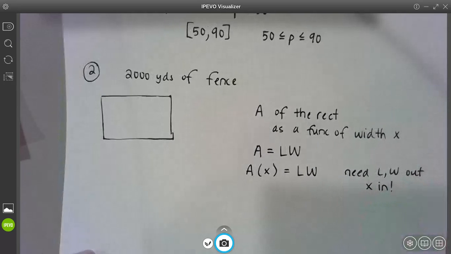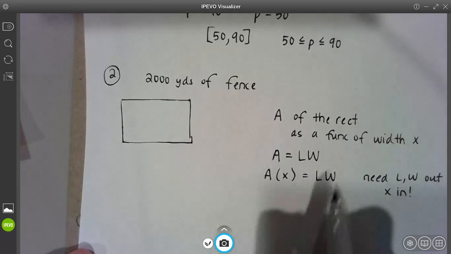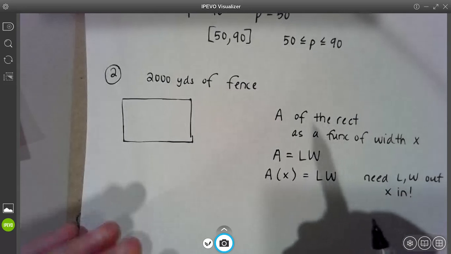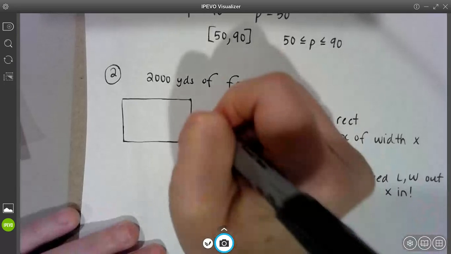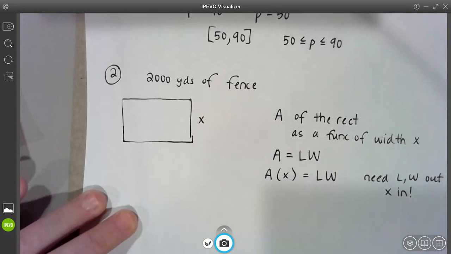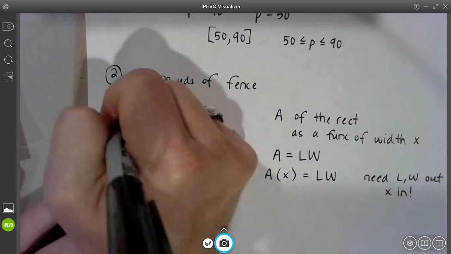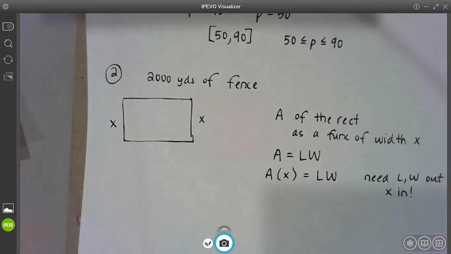Okay, well guys, let's go to our rectangle. They said they want the area as a function of the width x. So that's kind of nice because they made that decision for us. You're going to put x yards of fence as the width, which means it's a rectangle. You have to put the same x yards of fence on the other side of that rectangle. Everybody agree? Okay. All right.